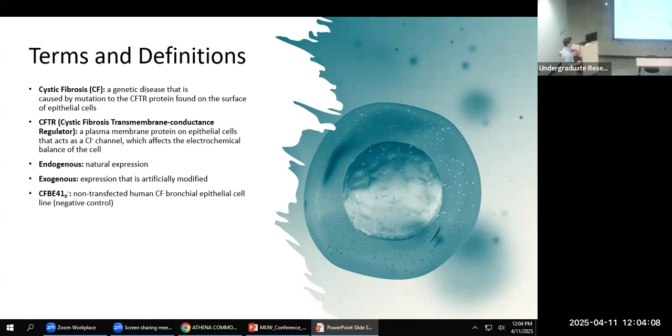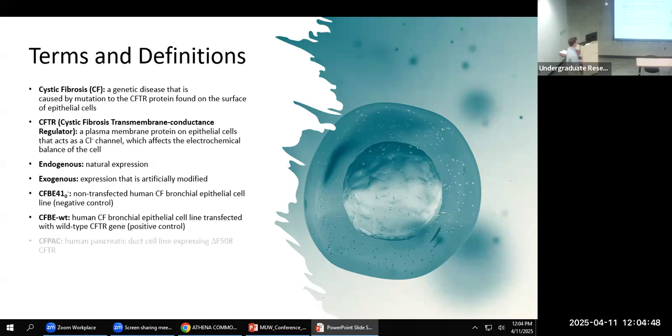This is the non-transfected human cystic fibrosis bronchial epithelial cell line, and it will act as our negative control because it has so little residual CFTR, which is what we want. Our CFB wild type is this negative control that has been genetically modified to express our wild type, or normally occurring, CFTR. It is also a human cystic fibrosis bronchial epithelial cell line that was transfected with the wild type CFTR gene. In this project, it will act as our positive control because it has so much upregulation due to the modification.